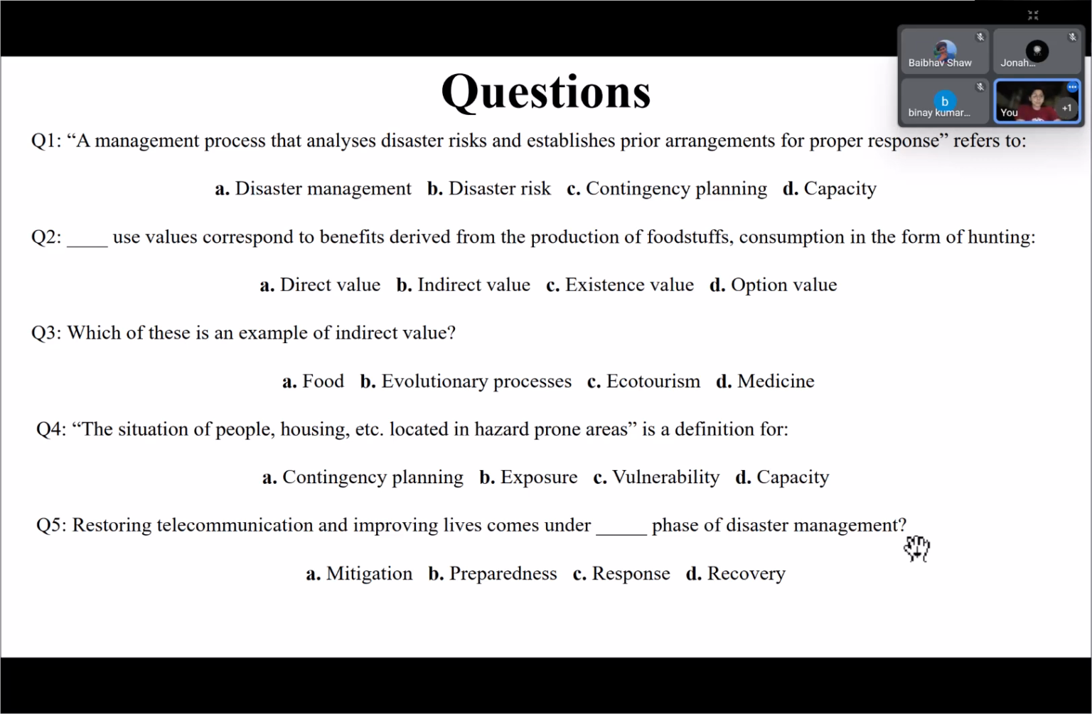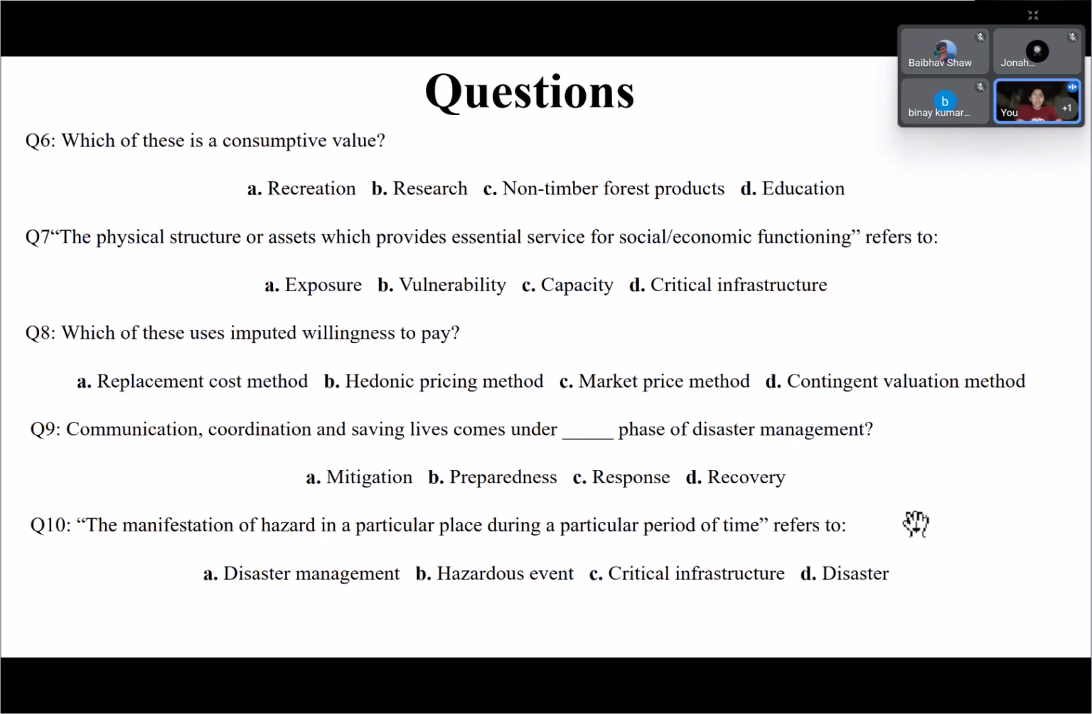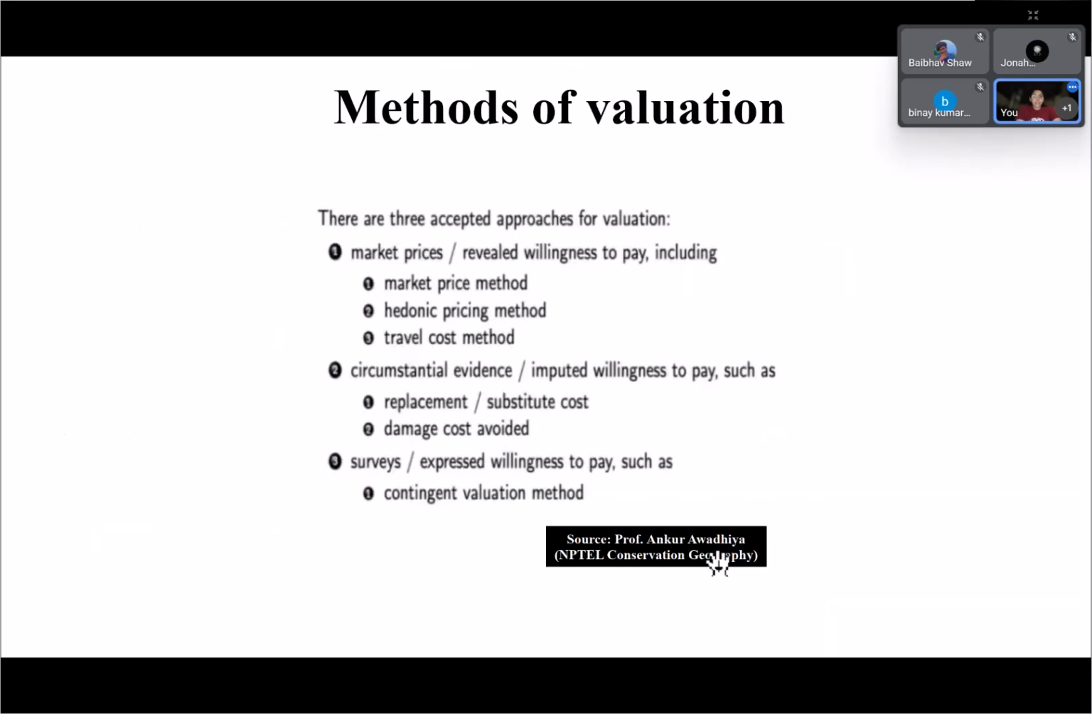Okay. And when you are looking into the valuation of the ecosystem service, remember there are three methods. I'll go back to the slide just to show you once again. You have market prices, circumstantial, and service. I had explained in the last problem solving session what all of these mean, when you use them, and how practical they are when you actually go to the site.